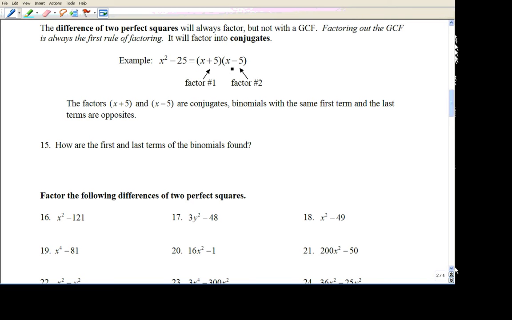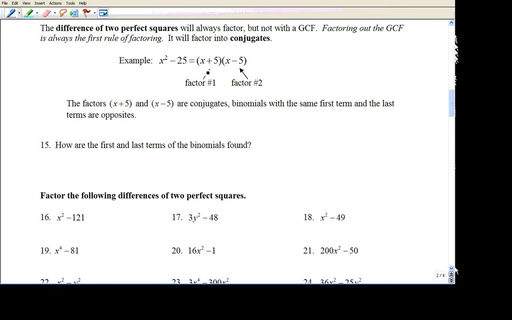So the factors x plus 5 and x minus 5 are conjugates, binomials with the same first term and the last terms are opposite. So how are the first and the last terms of the binomials found? Well, you notice that the first term of each is x and x. Well, those squared, x squared is what we started with. So the square root of x squared is how we got the first term, and the square root of 25 is how we got the second term, and then we just had opposite signs.